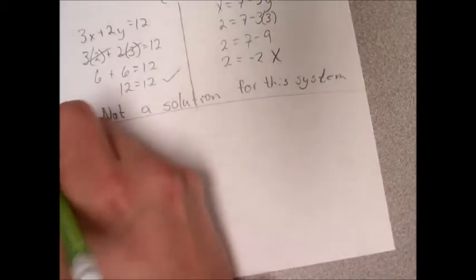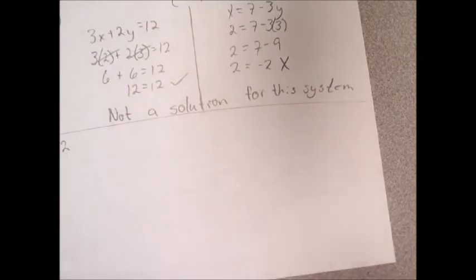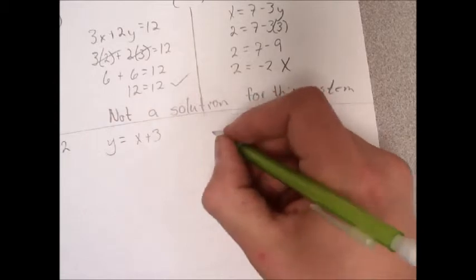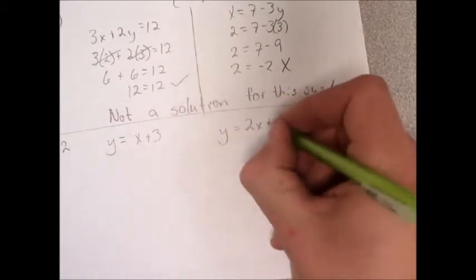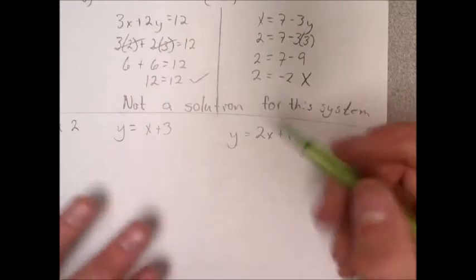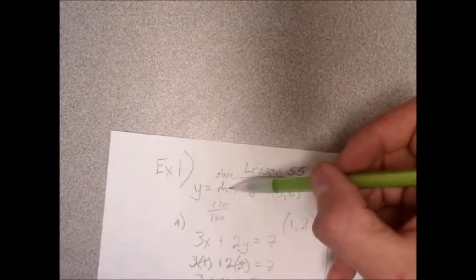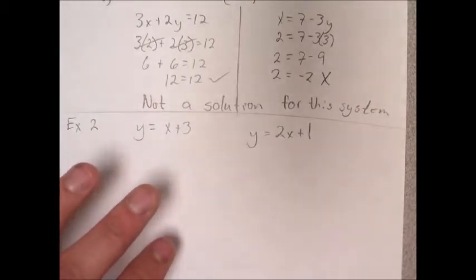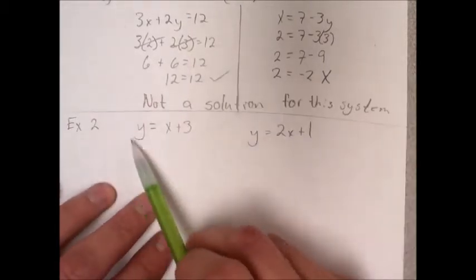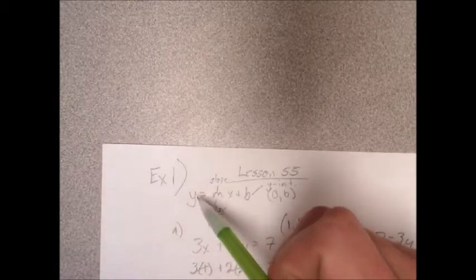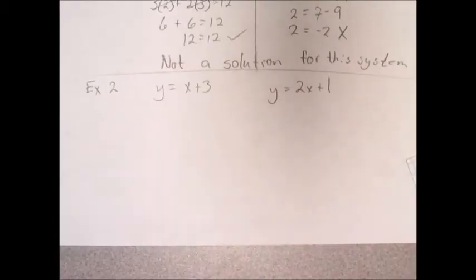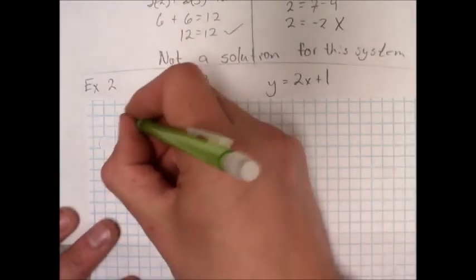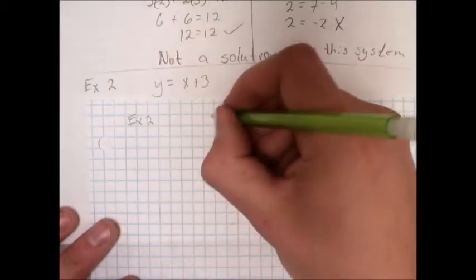Example 2, and I'm going to be doing this on graph paper primarily, but I'm going to make sure my equations are good first. y = x + 3 and y = 2x + 1. Now, I know that I want to see things in y = mx + b form. Are these in y = mx + b form? Yes, they isolated the y. That's the whole point of y = mx + b, is we isolate the y. Since both of these have the y isolated, they are in the proper form. I'm going to graph them on one graph.